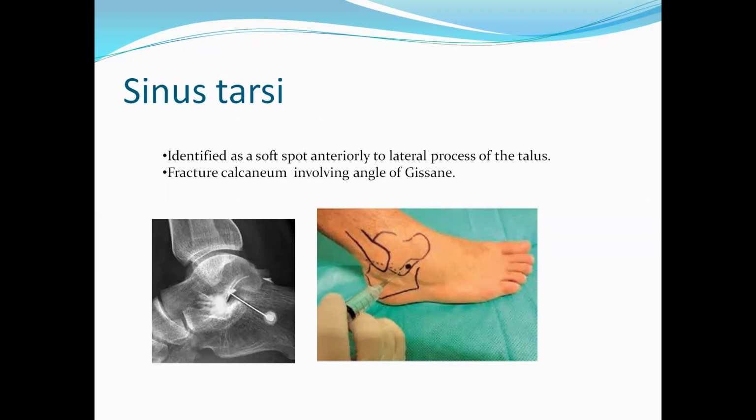If you are injecting, you can confirm it by the fluoroscopy method. First injecting the dye, you'll see that the dye is covering the whole middle facet and the posterior facet. Then you can go for injection of the corticosteroid.